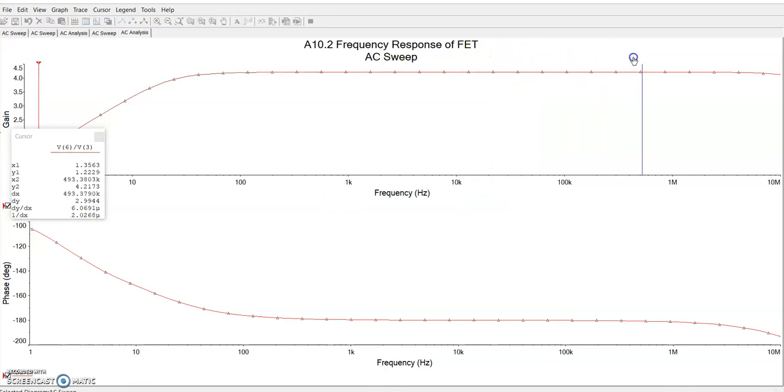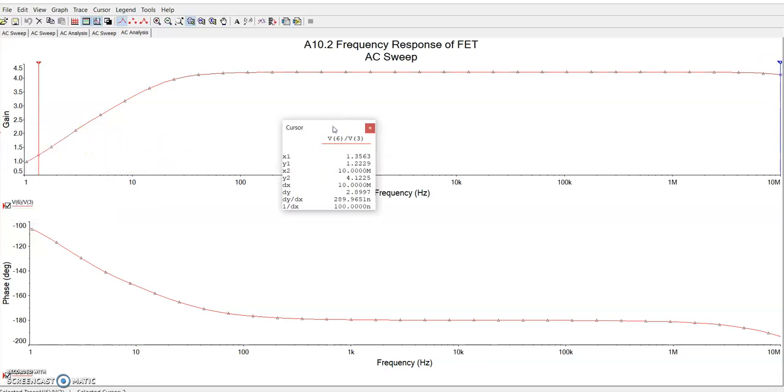Something is wrong, so I'm moving it. You can check the value here. Here we can't move next to this, so this is the maximum value, so I'm placing the cursor here. We can see that dx is the bandwidth. Here it is 10 megahertz.